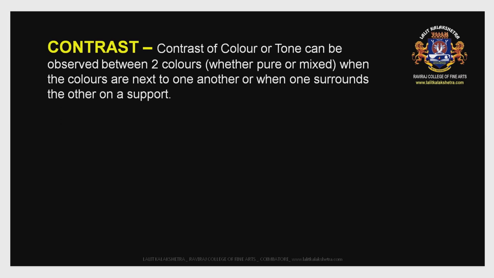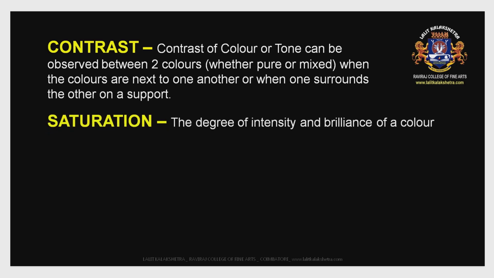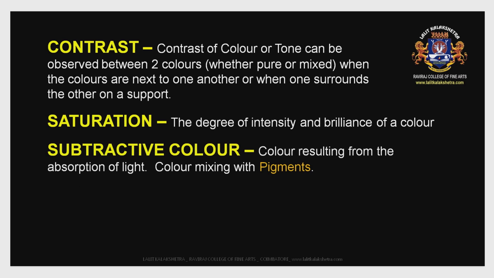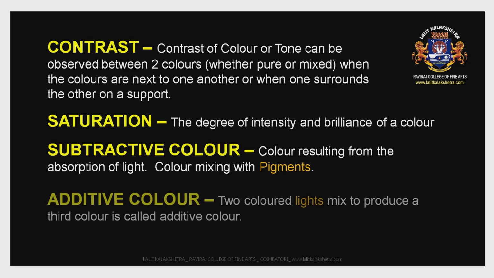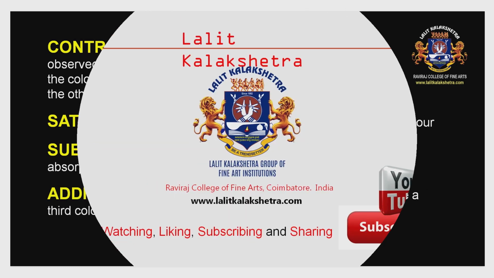Contrast of color or tone can be observed between two colors, whether pure or mixed, when the colors are next to one another or when one surrounds the other on a support. Saturation: the degree of intensity and brilliance of a color. Subtractive color: color resulting from the absorption of light. Color mixing with pigment. Additive color: two colored lights mixed to produce a third color is called additive color.